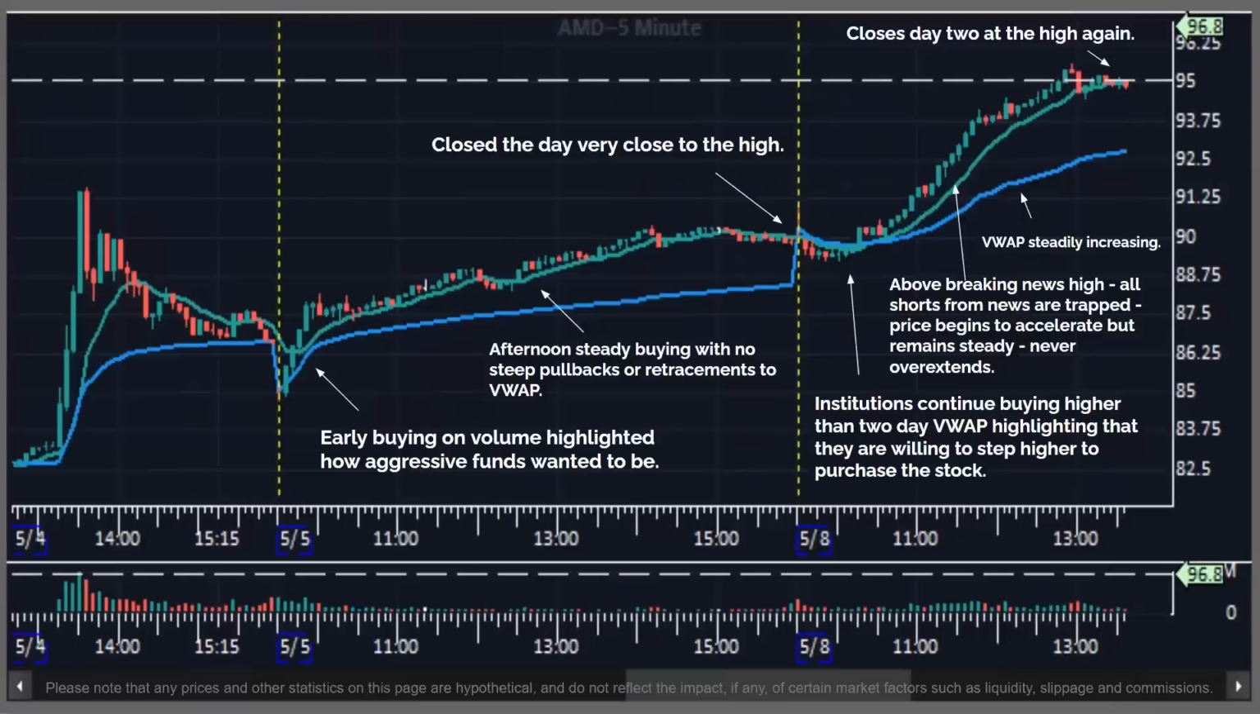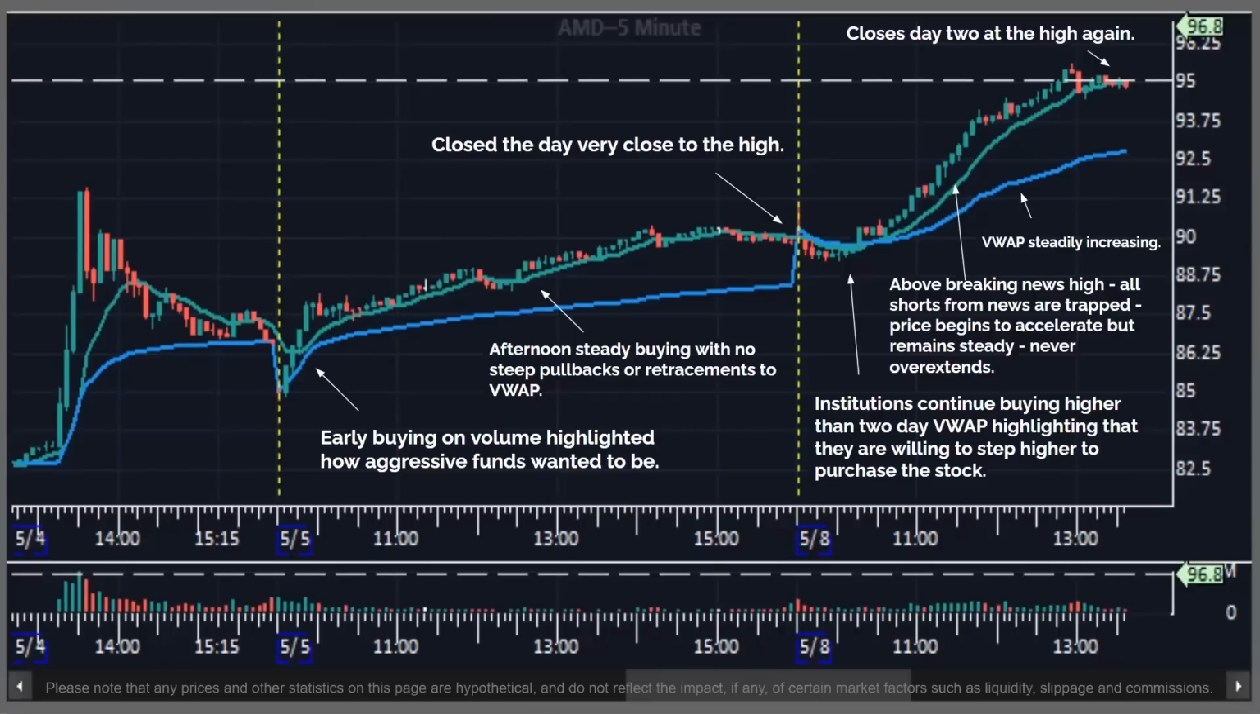In this bigger picture trade, here is the following day. As you can see, there was very early buying in the stock on large volume, which indicated that funds were getting very aggressive. And as the day progressed, we can tell by the shape of the candles and by the slope of the uptrend that there was very much steady buying in this.